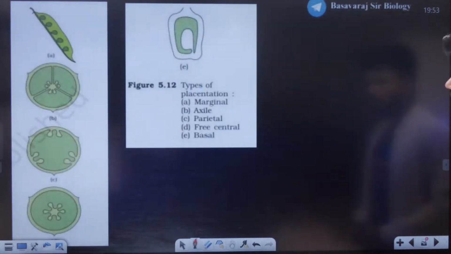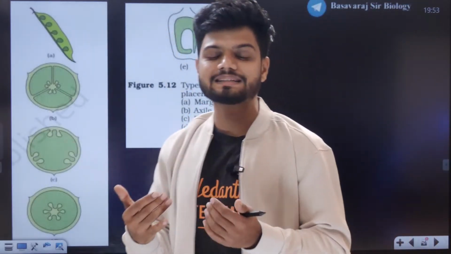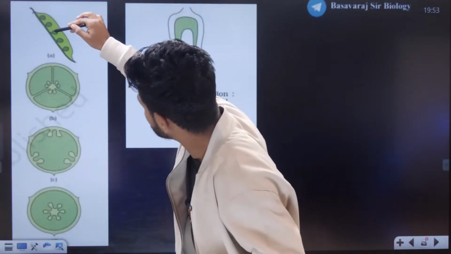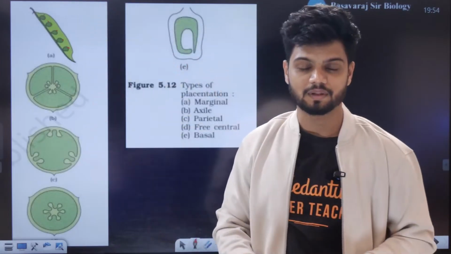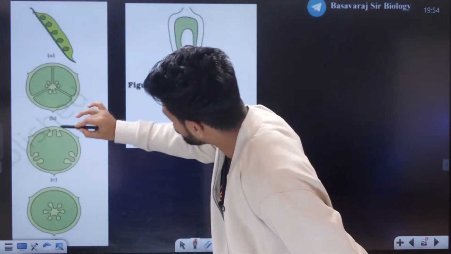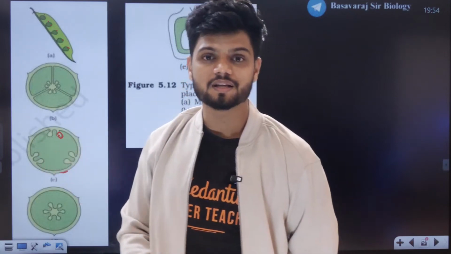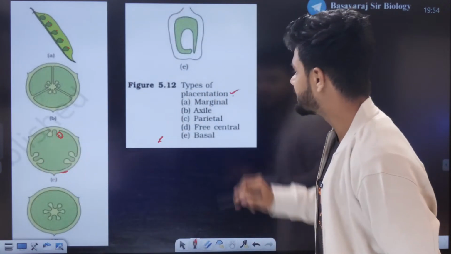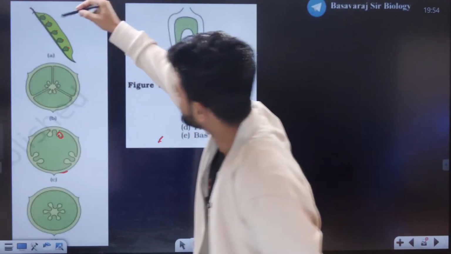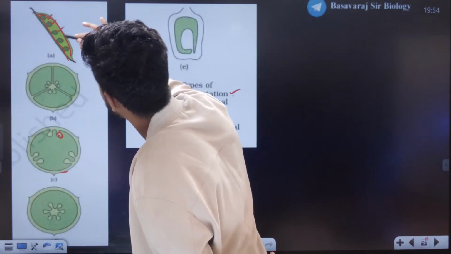Okay. Next is all the different types of placentation. What is placentation? Placentation is the arrangement of ovules inside the ovary on the placenta. First is marginal, like the pea plant. This is called the ventral suture. On the ventral suture, there is an arrangement of ovules in a marginal way.